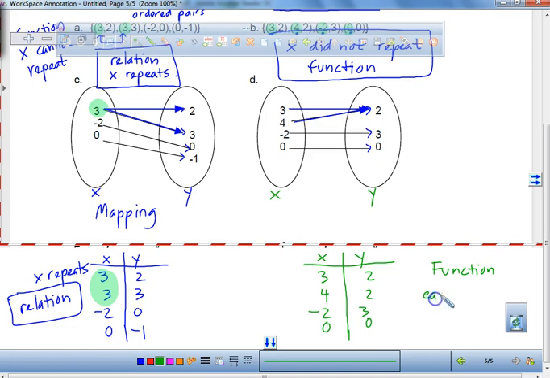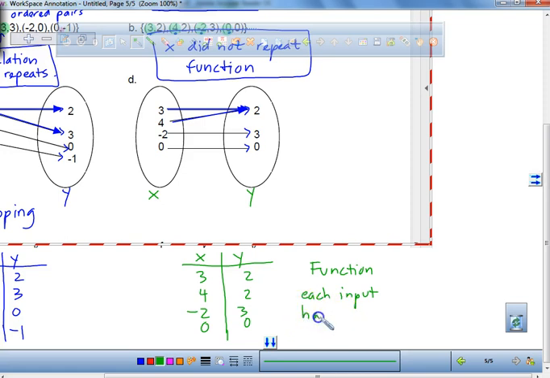I'm just going to write. Each input has one output. Each input has one output. So that means that has to be a function.